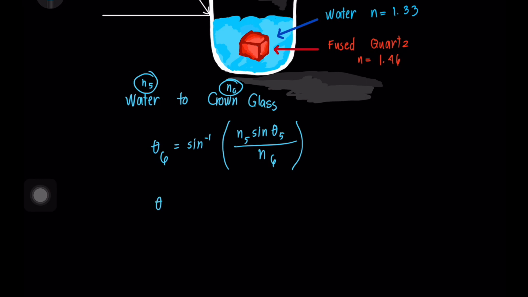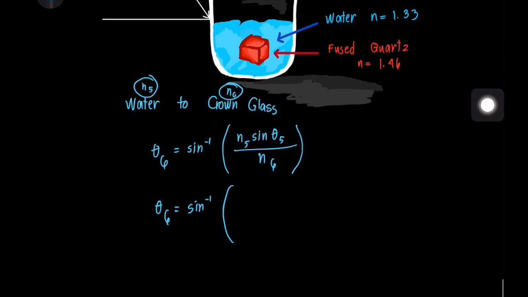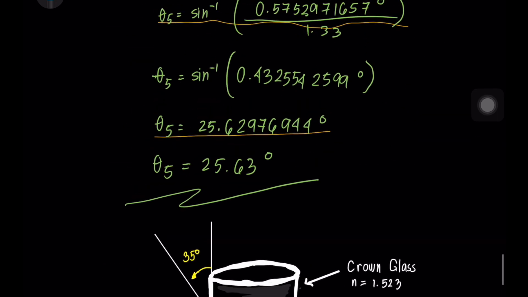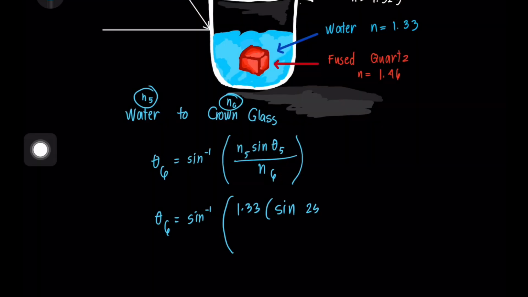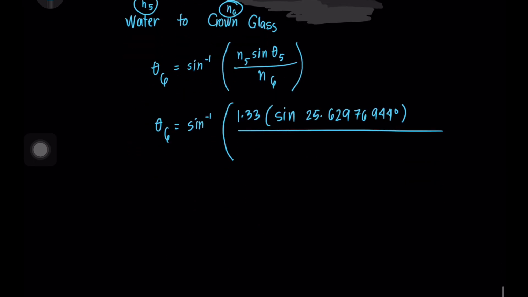So let's substitute all the values. So we have theta sub 6 is equal to sine raised to negative 1. Our n sub 5 is the index of refraction of water, which is 1.33. And we have now here 1.33 multiplied by sine theta sub 5. The theta sub 5 is the one that we solved a while ago. Sine 25.62976944 degrees. Divided by the n sub 6, which is the index of refraction of ground glass, 1.523.